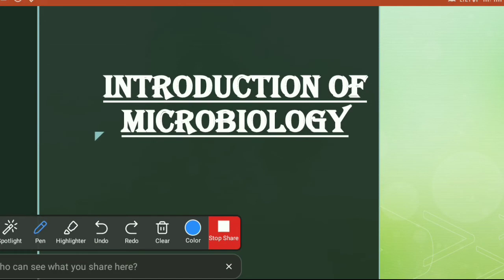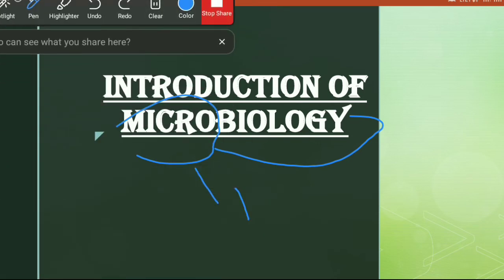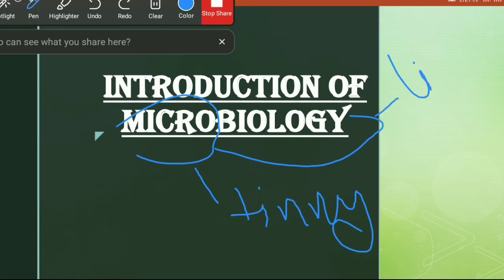Microbiology has two terms: micro and biology. Micro means a tiny particle. And what is the meaning of biology? Biology is basically a living thing, a living organism. So the study of tiny living things, the study of microorganisms, is basically microbiology.